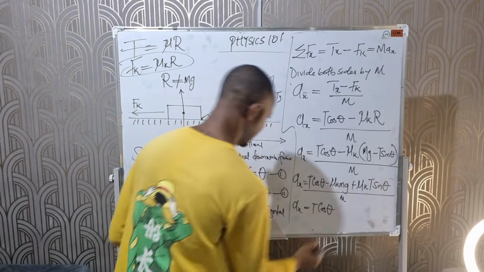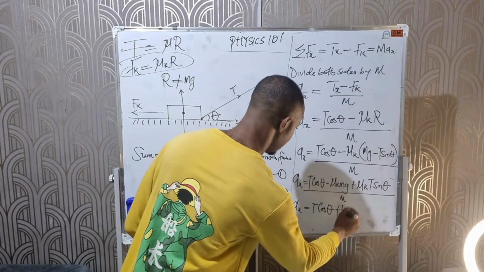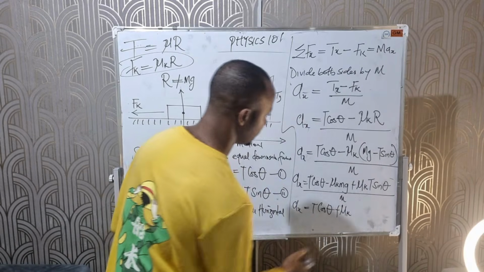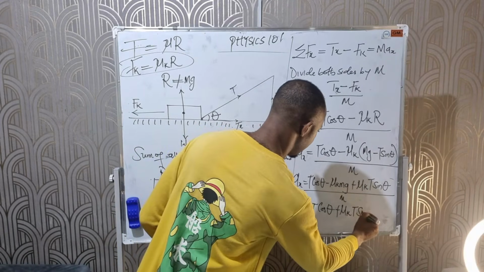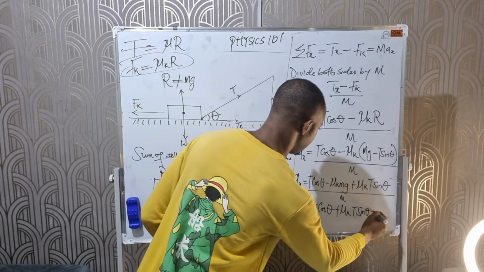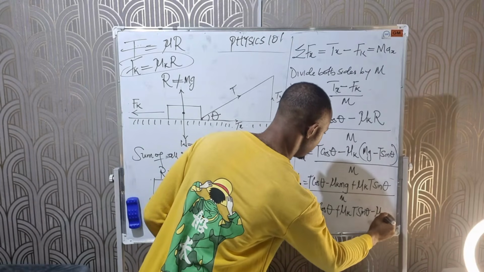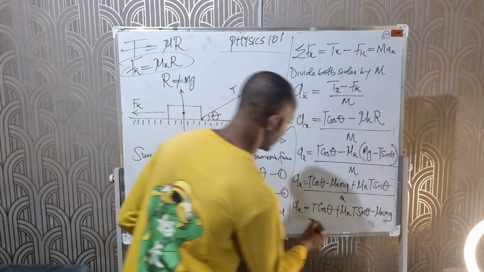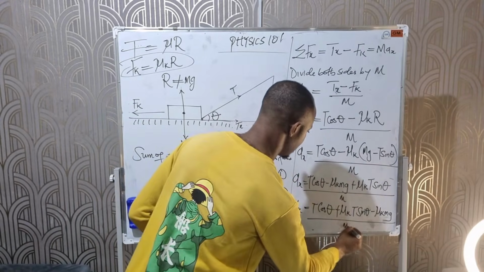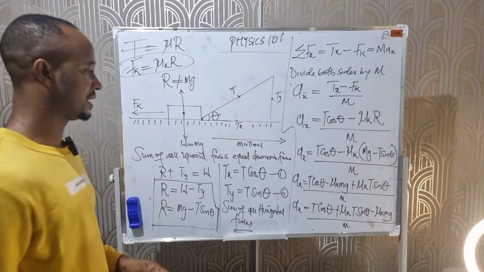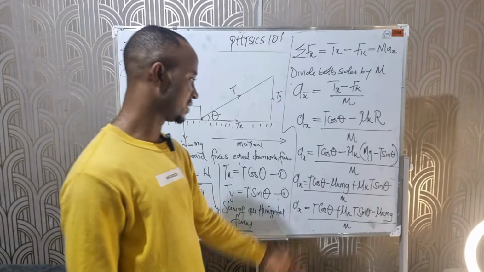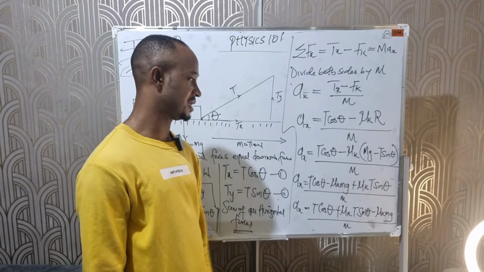T cos theta plus mu K, T sine theta minus mu K mg, right? All divided by what? N. So from here, we can make T the subject of the formula. Then we can find the acceleration.